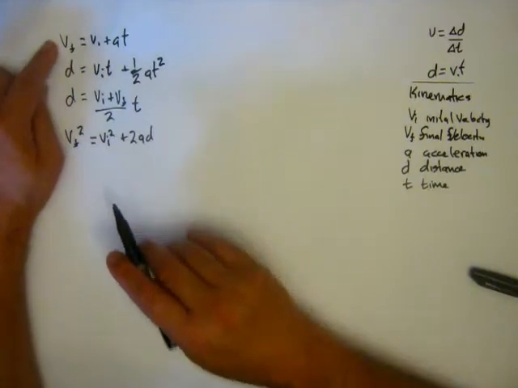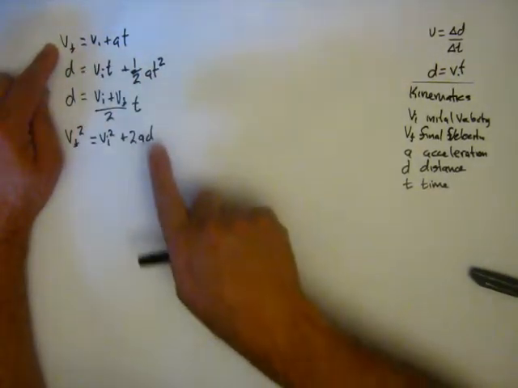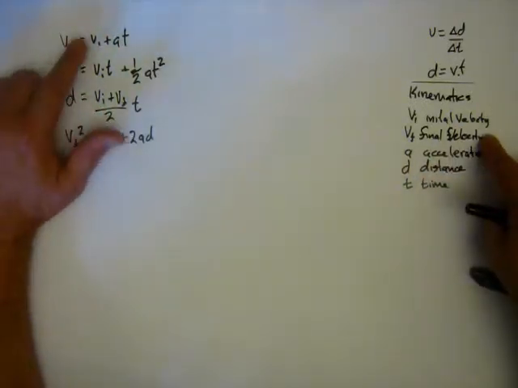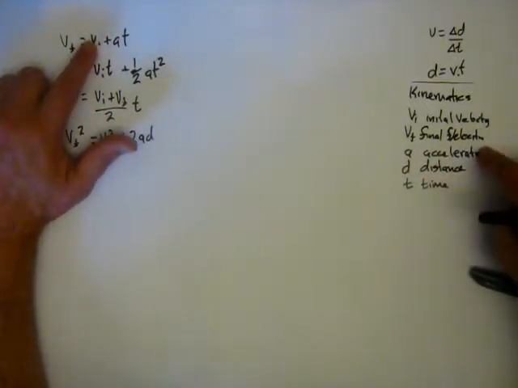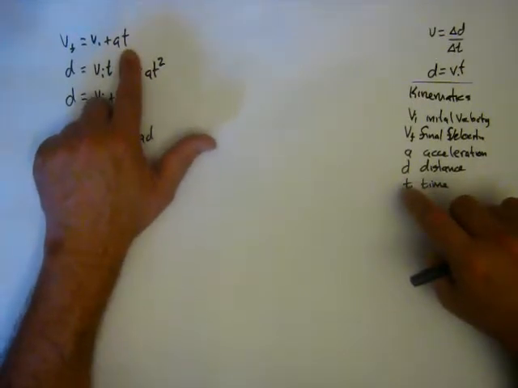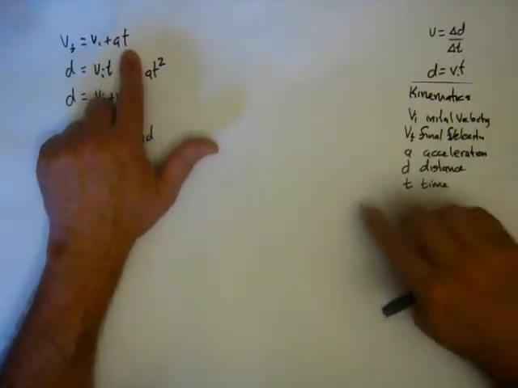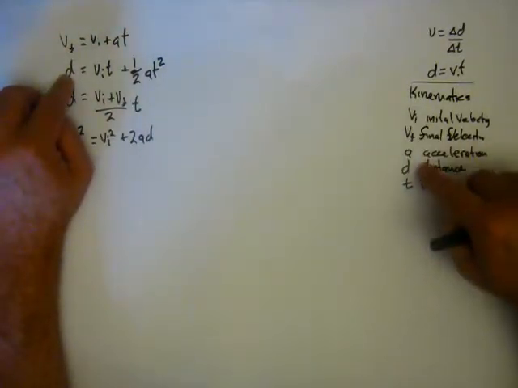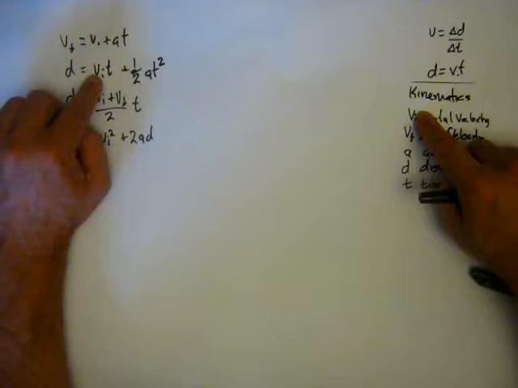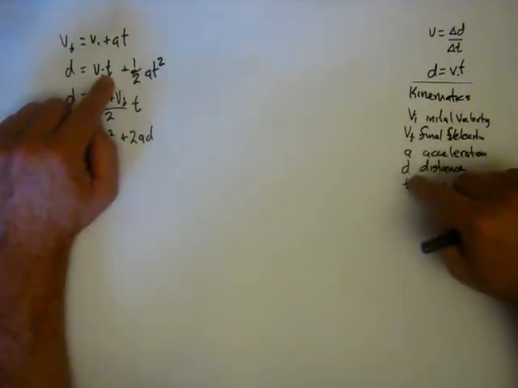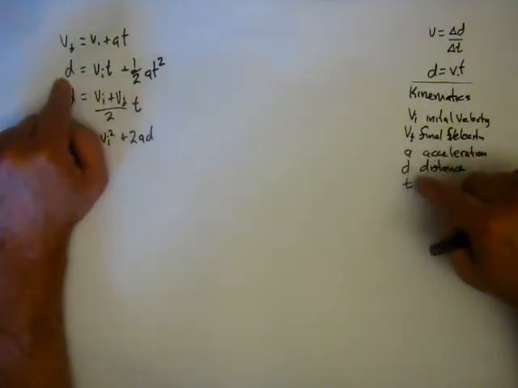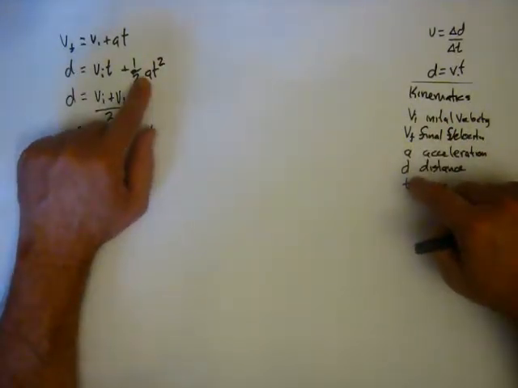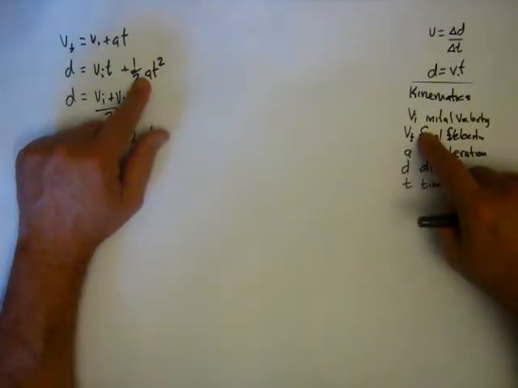You'll notice, as I said, each of these equations has 4 out of these 5 quantities. This one has final velocity, initial velocity, acceleration and time, but it does not have distance. So if you don't know the distance, just don't use that one. This one has distance, initial velocity, acceleration and time. This one does not have final velocity.